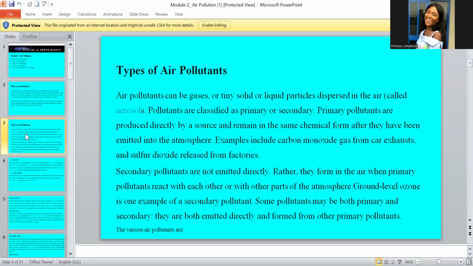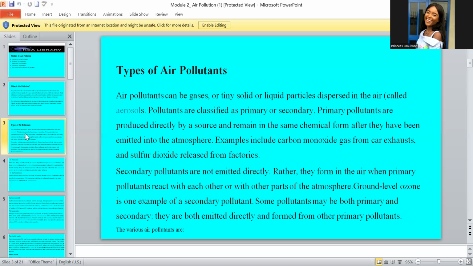So let's look at the types of air pollutants. Air pollutants can be gases or tiny solid or liquid particles dispersed in the air called aerosols. Pollutants are classified as primary or secondary. Primary pollutants are produced directly by a source and remain in the same chemical form after they have been emitted into the atmosphere. Examples include carbon monoxide gas from car exhaust, and sulfur dioxide released from factories.